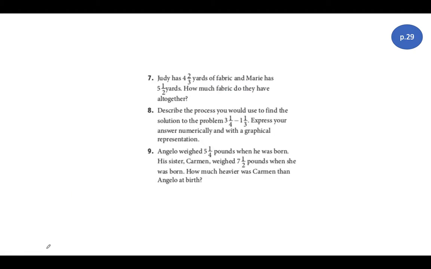Okay, moving on. Judy has 4 2/3 yards of fabric. We're on page 29 now. And Marie has 5.5 yards of fabric. How much fabric do they have all together? The word all together should make you think of addition. Combined, altogether, in total. These are all words that just mean combining together, and combining is the word for addition. So we're going to add 4 2/3 yards of fabric plus 5 1/2 yards of fabric.